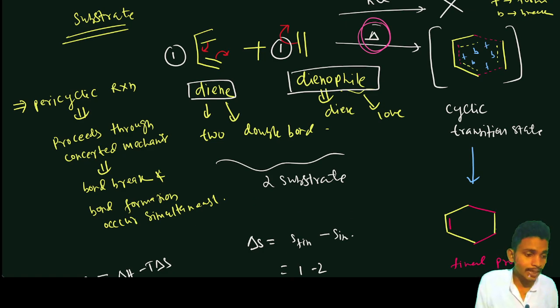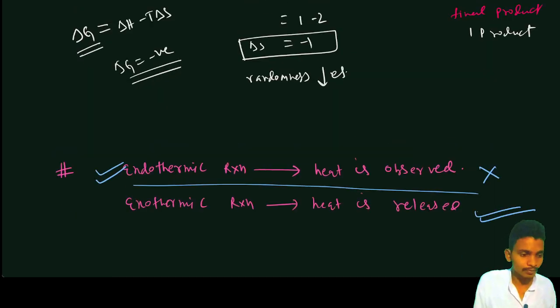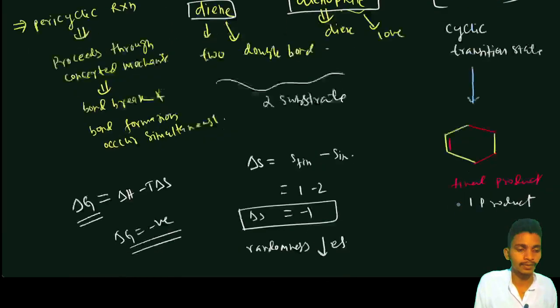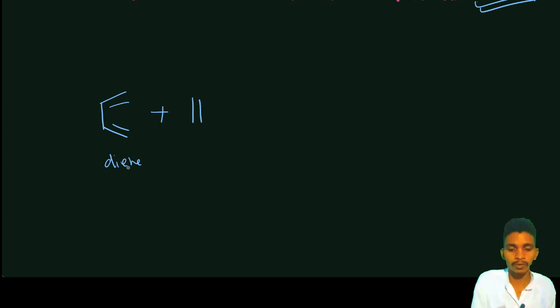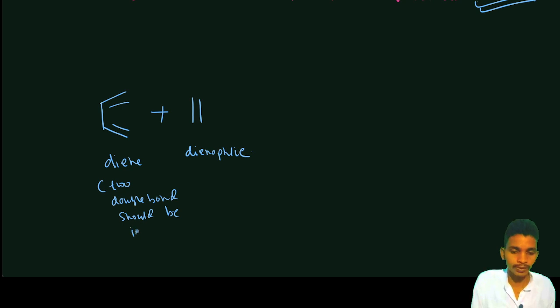But what is actually happening here, what is seen here, is how many pi bonds were there, so I want to draw this again. This is the substrate here, and this is the diene, where di means two, two double bonds, that is called diene, and this is the dienophile. Phile means loving, so diene means two double bonds. Note that the two double bonds have to be in conjugation. Another is the dienophile, and this has a double bond.